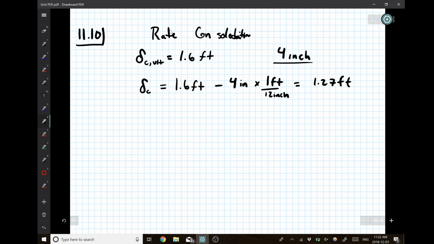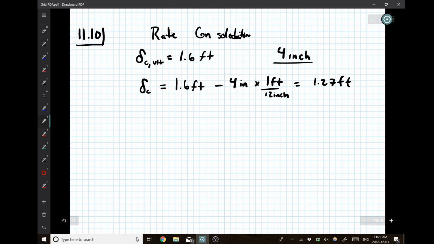So again, just so that you guys can understand this, this delta subscript C is the amount of consolidation that needs to happen before we put the building on, and this is the total because it can withstand 4 inches. So it's 4 inches less than the total is what needs to happen.